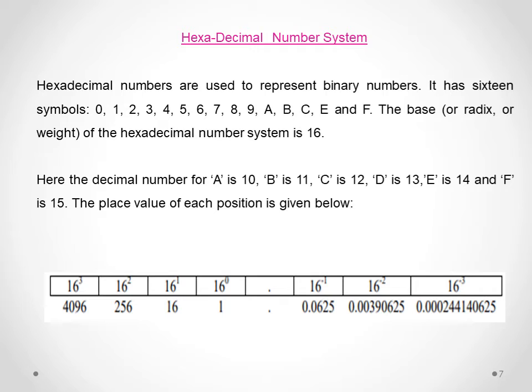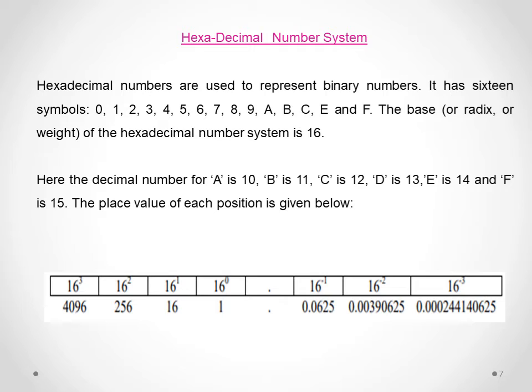Hexadecimal numbers are used to represent binary numbers. It has 16 symbols: 0, 1, 2, 3, 4, 5, 6, 7, 8, 9. These 0 to 9 are equal to normal decimal numbers, and 10 to 15 are represented as A, B, C, D, E and F.